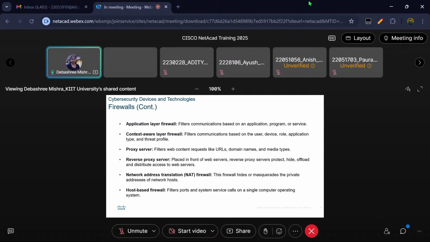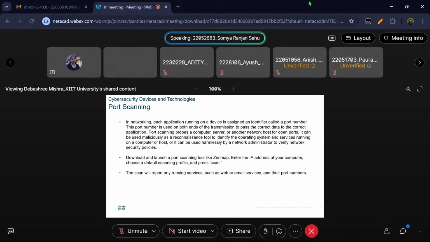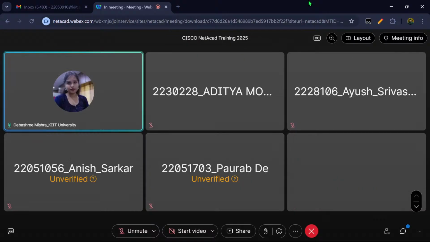Got it? In the next class, we will be starting with the port scanning system. We will start that tomorrow. Is there any doubt still for this theory? It's very easy. You only need to read it out.